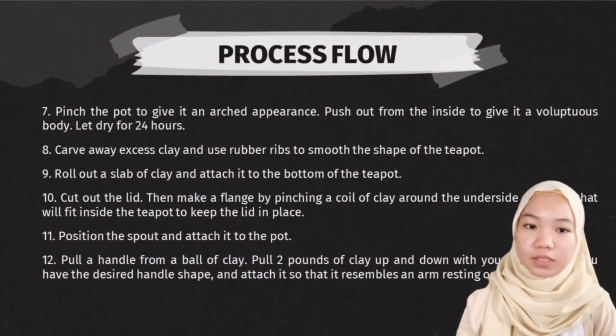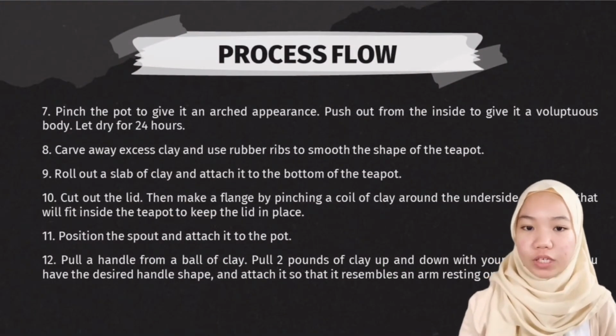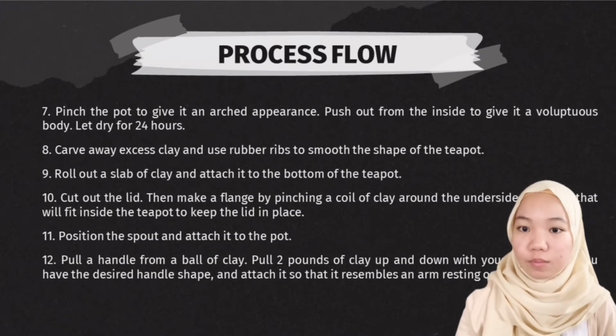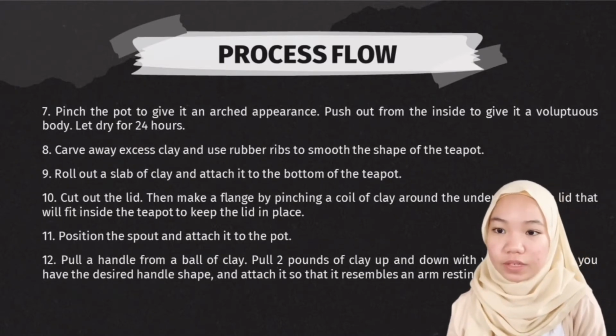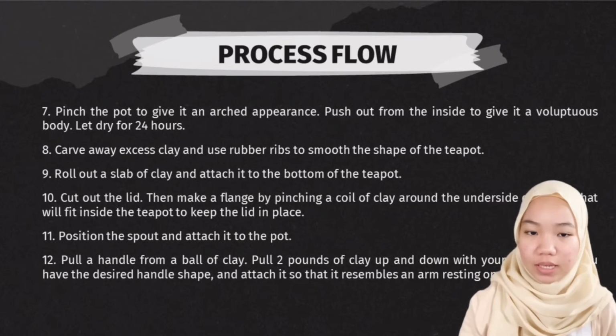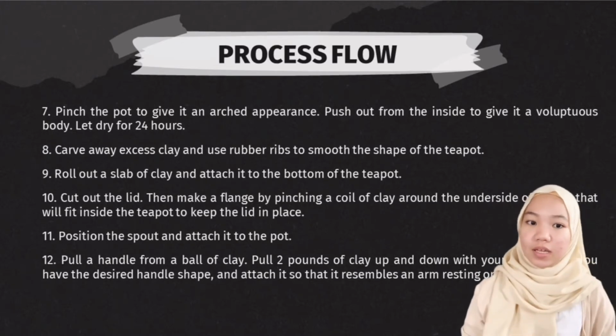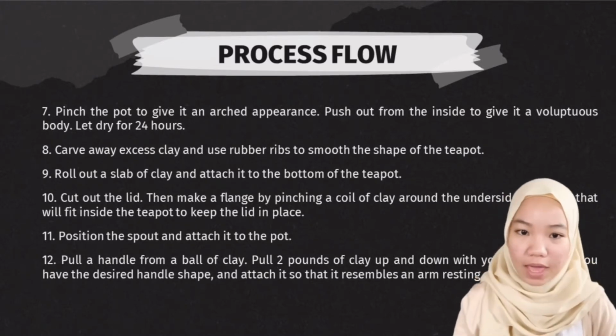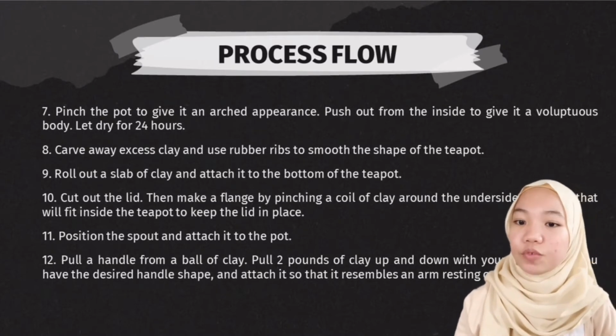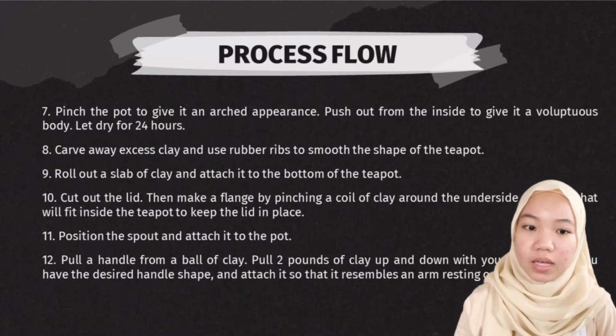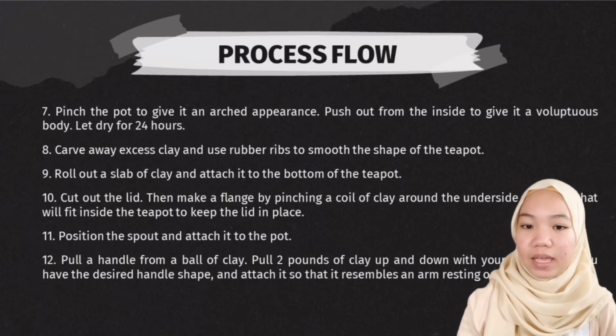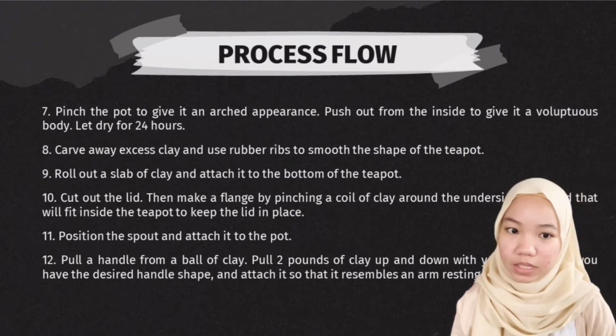For step number 7, pinch the pot to give it an arch appearance. Push up from the inside to give it a voluptuous body. Let dry for 24 hours. Number 8 is carve away excess clay and use rubber ribs to smooth the shape of the teapot. 9. Roll out a slab of clay and attach it to the bottom of the teapot.